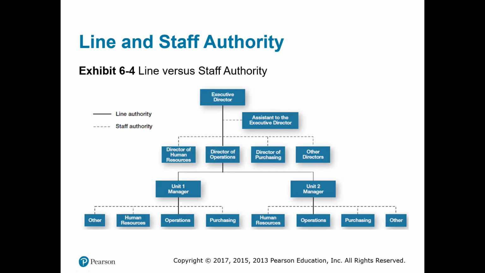So any advisory role that you have is called a staff function. That's also very important. The dotted line is the staff function. The line function is the dark line. Line authority is the dark line. The staff authority is the dotted line.